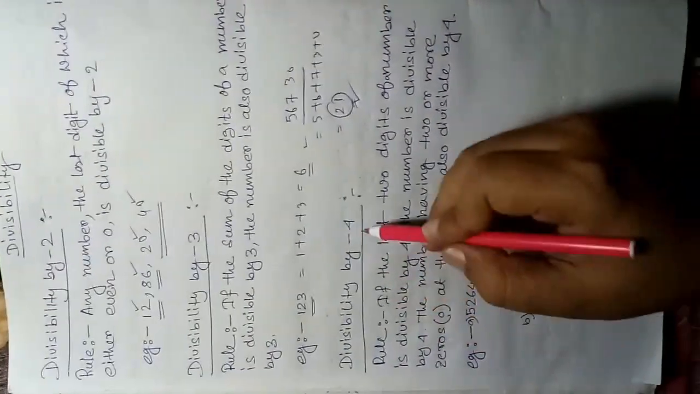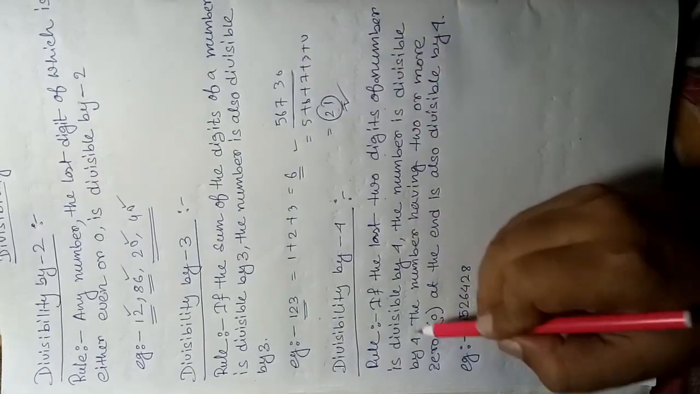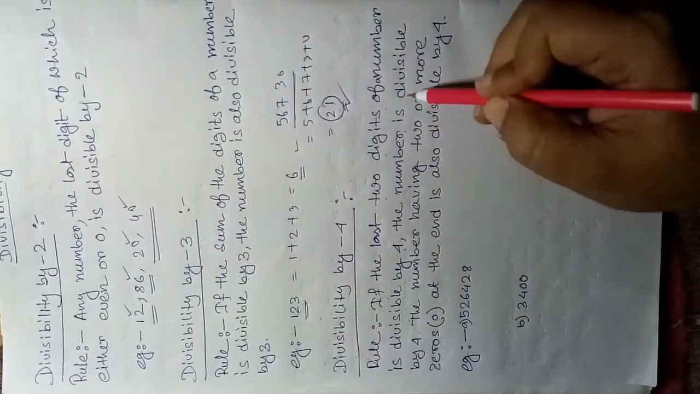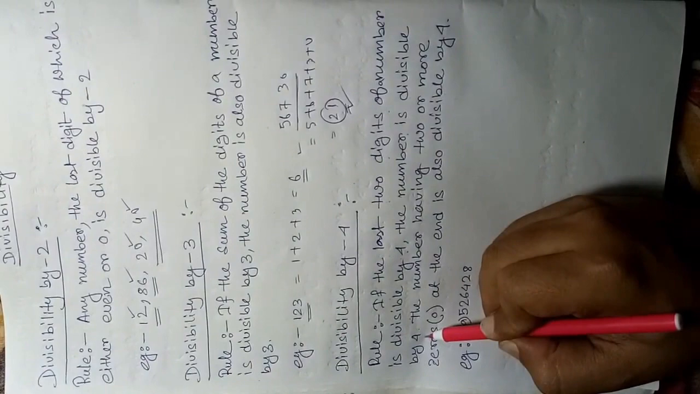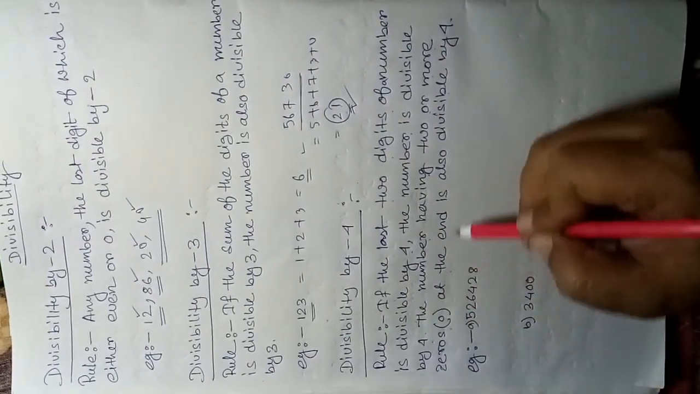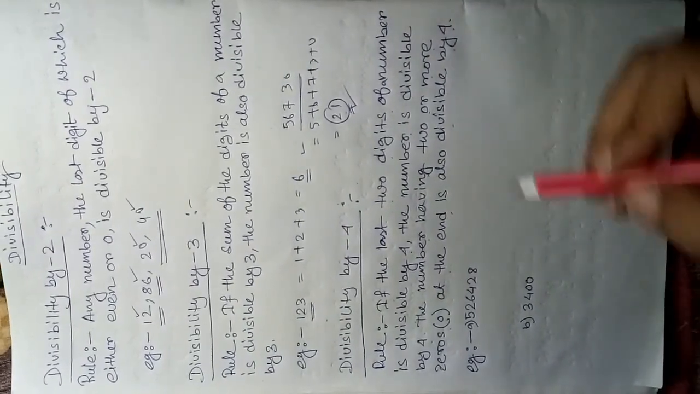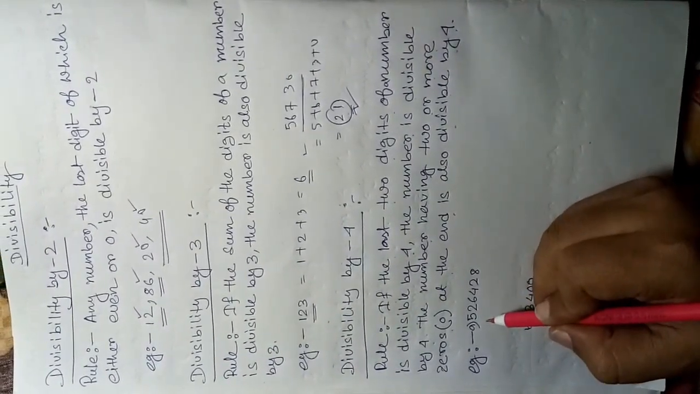Now we come to the divisibility by 4. If the last two digits of a number are divisible by 4, the number is divisible by 4. Also, a number having two or more zeros at the end is also divisible by 4. Now, here is an example.